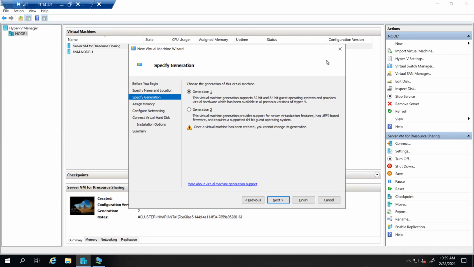So there are four major differences between generation 1 and generation 2. The first one is that generation 1 supports older operating systems, which include Server 2008 and Server 2008 R2, while generation 2 type VMs do not support any kind of older operating system. The second difference is that generation 1 supports both types of operating system, 32-bit and 64-bit, when we are proceeding with the installation of the operating system, while generation 2 only supports 64-bit operating systems inside the virtual machine.